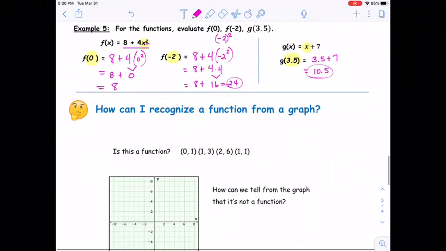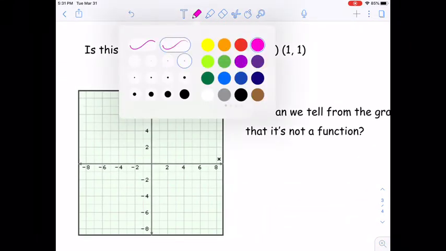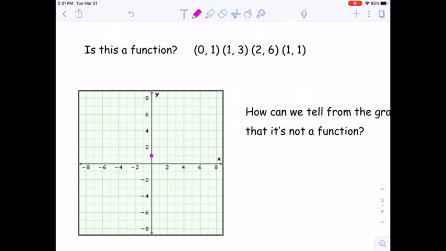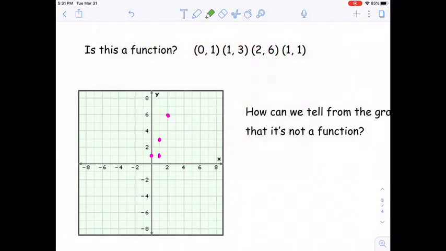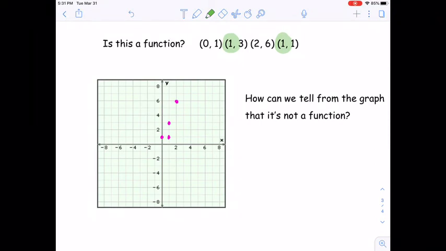How can you recognize a function from a graph? Well, let's plot these points. I've got 0, 1, 1, 3, 2, 6, and 1, 1. Well, if you look at the ordered pairs, we recognize this is not a function because I have 1 listed twice as an input. If I put in a 1, I might get a 3, or I might get a 1. That's a problem. It's not a function.